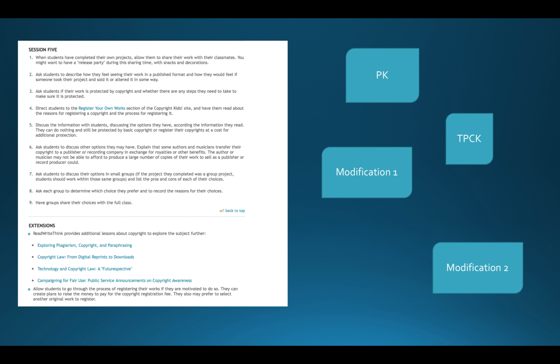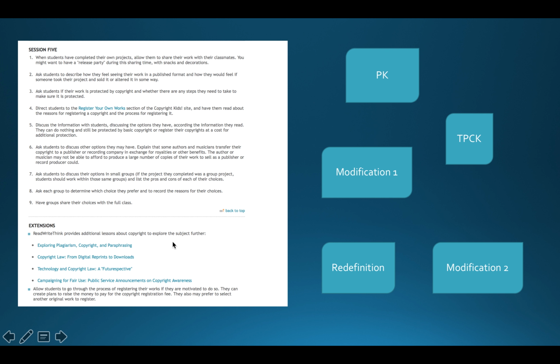And it also says that they can create plans to raise the money to pay for the copyright registration fees. And I thought that's something that might be interesting, is to maybe do this through Twitter, or to try and raise this money through online resources such as GoFundMe.com, where the teacher can kind of facilitate it. Or the students could facilitate it as well, just as long as the appropriate age in the terms is allowing for the students to use it on their own. So I just thought that was something that could be a second modification made.